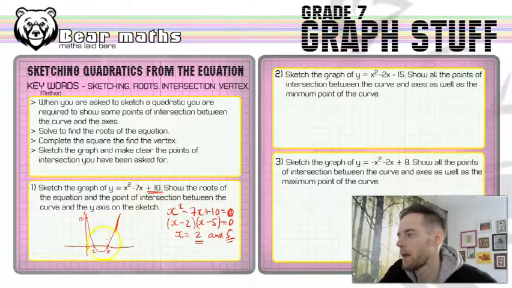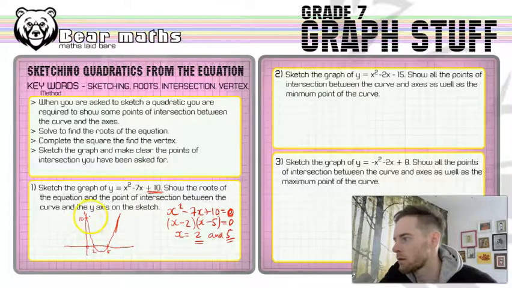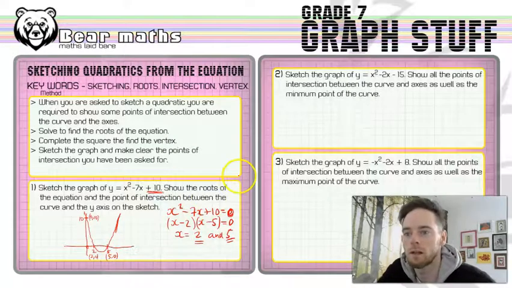You might want to mark those as coordinate values. You might want to write it as 0, 10. They might want that in the question, and that is 2, 0, and that is 5, 0. That might be something that they ask for, specifically the coordinate values.